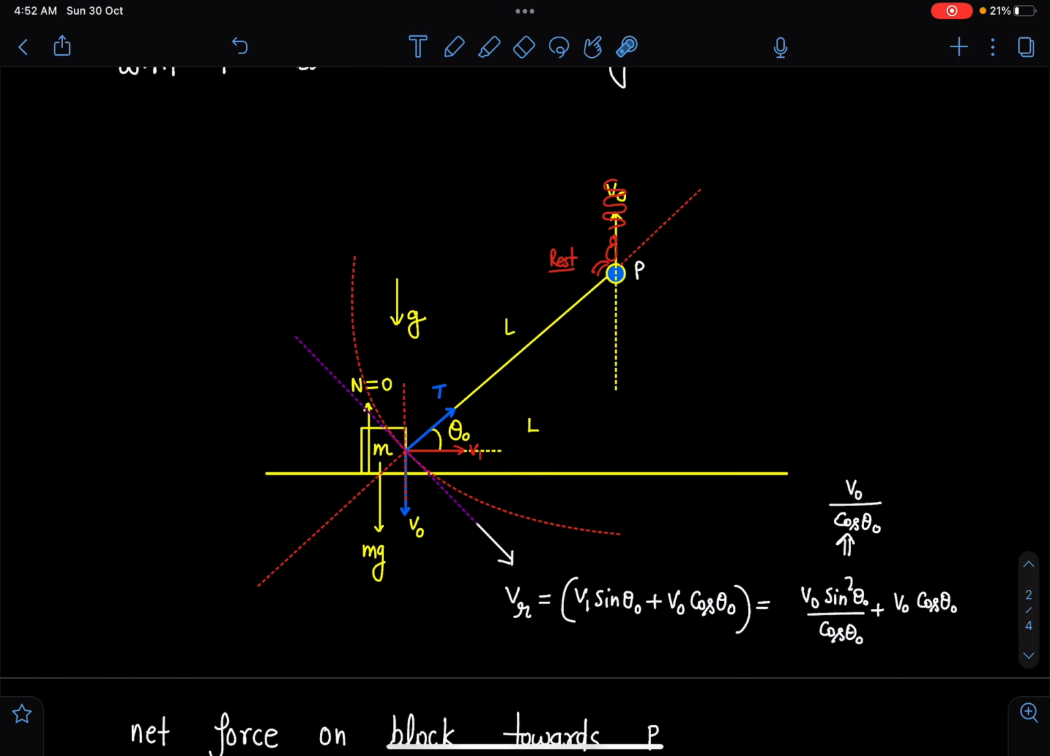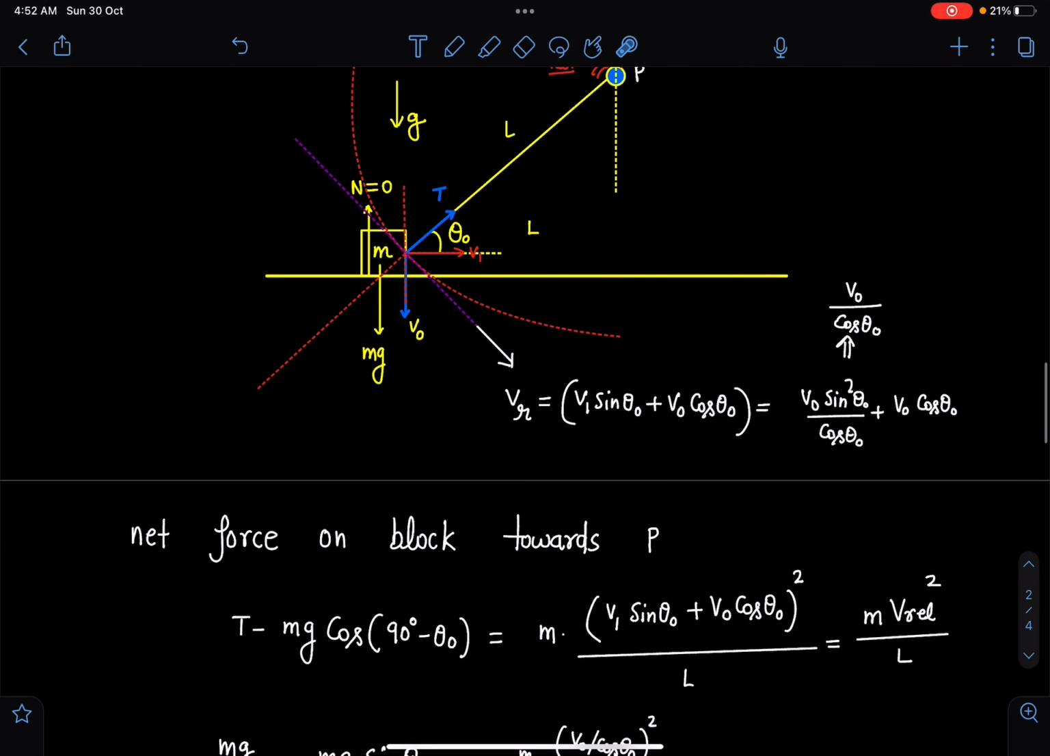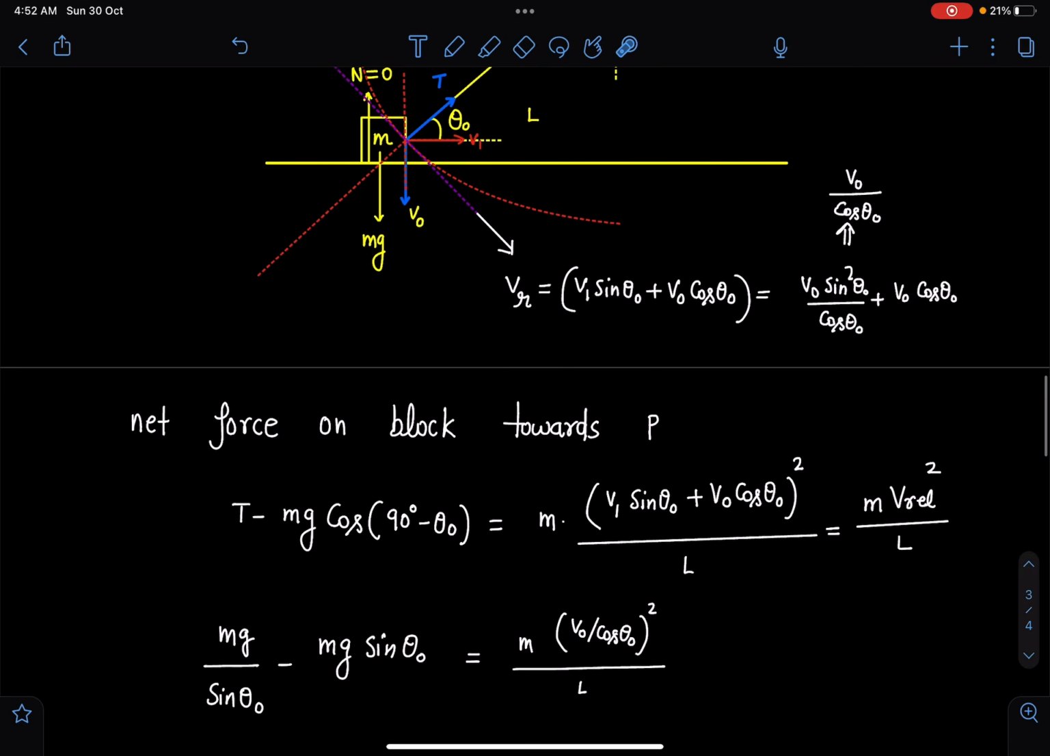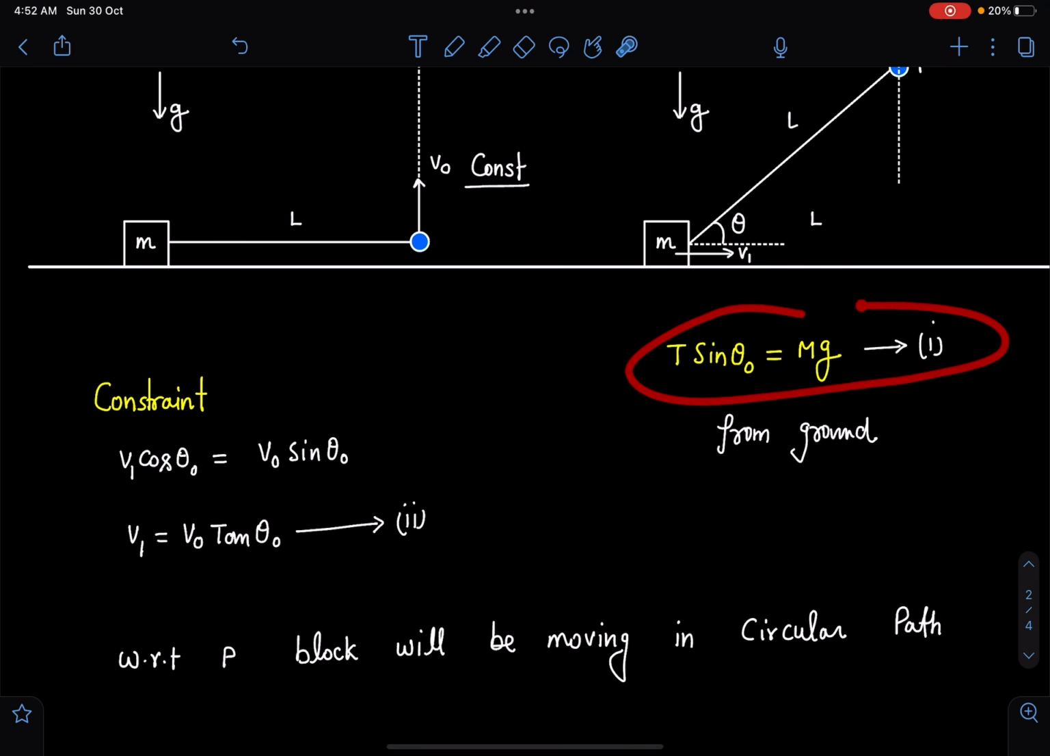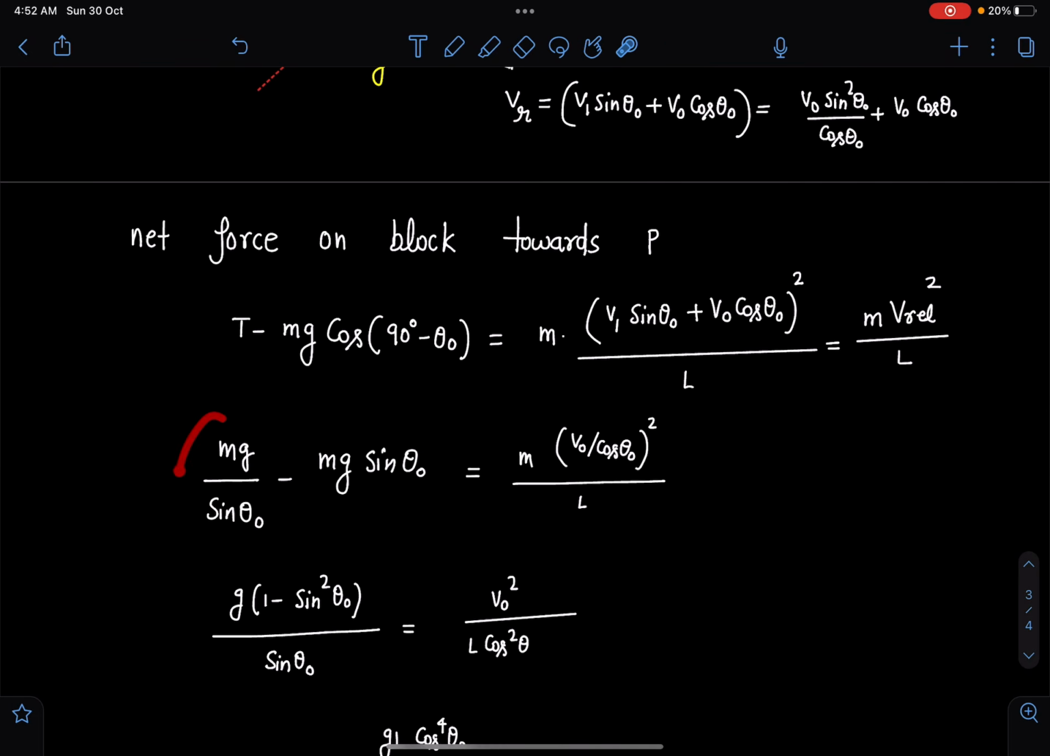Now I can write the net force towards the center: tension T and the component of mg in this direction. Since this angle is theta, the other is 90 minus theta, so mg cos(90 minus theta) will become mg sin theta. So T minus mg sin theta is equal to m V relative squared by L. The circular path equation we are applying. And tension we have calculated at the time of leaving: T is equal to mg by sin theta naught. So the same value I'm substituting here: tension is mg by sin theta naught minus mg sin theta naught.